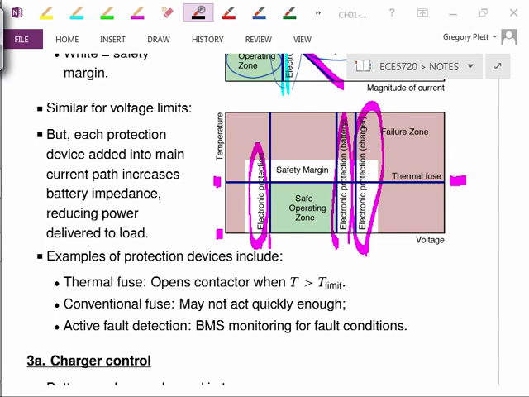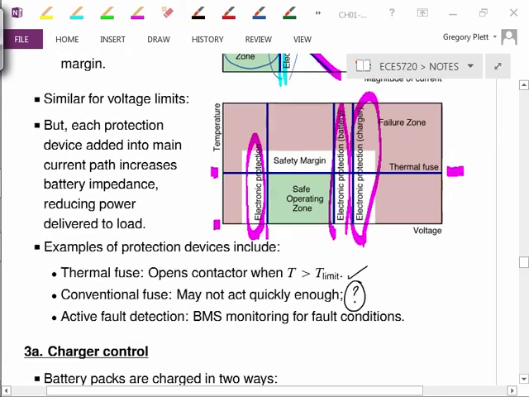So the protection devices we talked about, things like a thermal fuse, which opens a contactor perhaps, or opens the fuse itself when the temperature is too big. Conventional fuse may not act quickly enough, and that is a big deal. These short circuits can develop in milliseconds, and a conventional fuse may take seconds to act, and the damage might be done by then. So this here is a big question mark that requires a lot of testing and maybe a different device there.